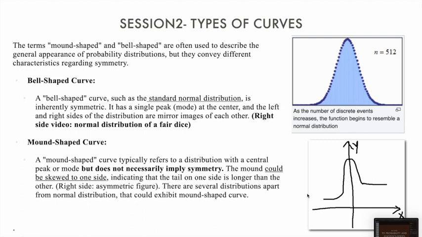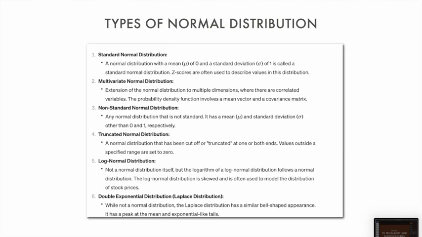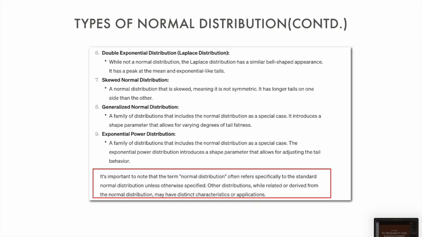There are various types of normal distribution: standard normal distribution, multivariate normal distribution, non-standard normal distribution, truncated normal distribution, log normal, double exponential, skewed, generalized normal distribution, and exponential power distribution. Each definition is mentioned here.